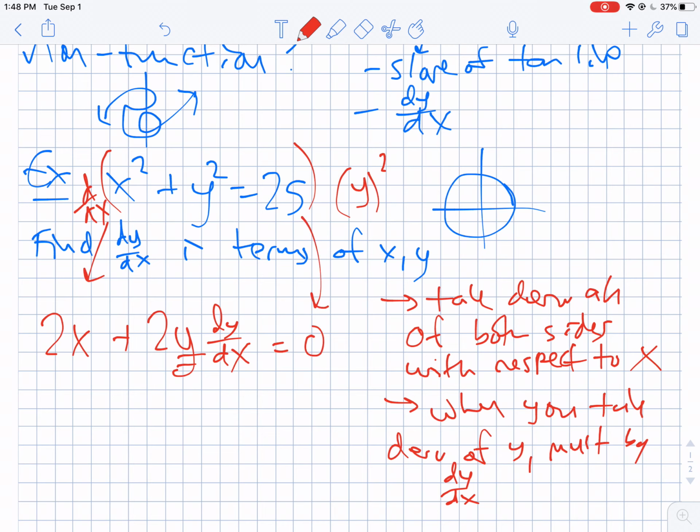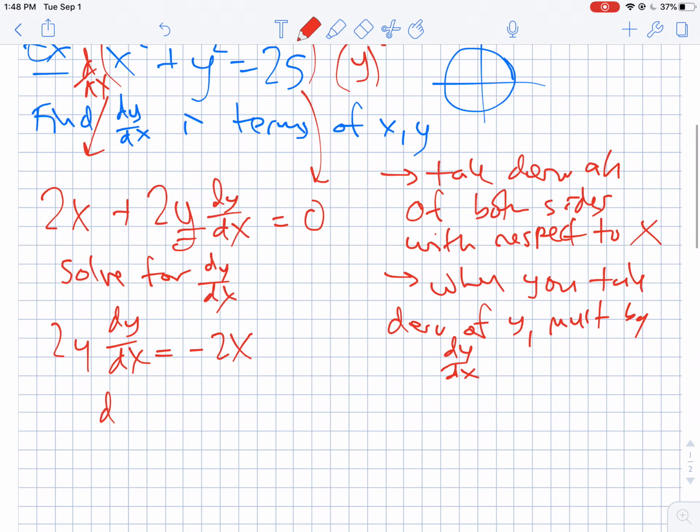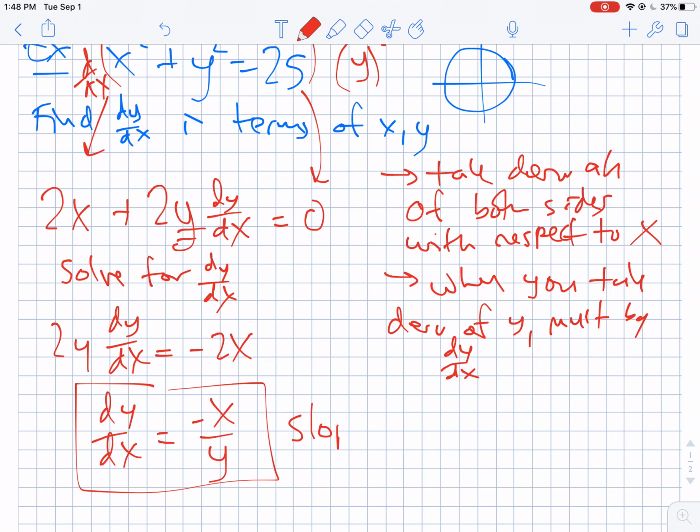So now that I've done this, what I'm going to do at this point is solve for dy dx. So I'll get 2y dy dx equals negative 2x. And then I'll get dy dx, the 2's cancel, equals negative x over y. Okay. And again, that's the slope of our curve, the slope of our tangent line. If you have the x and the y coordinates, you could plug them in and find the slope at that point. Okay, so that's what we're doing.